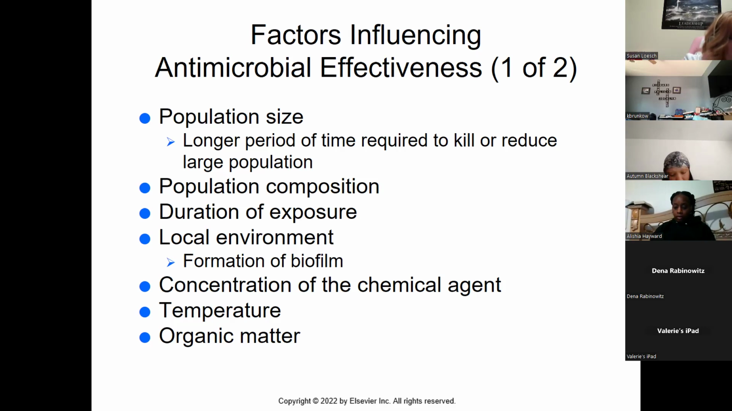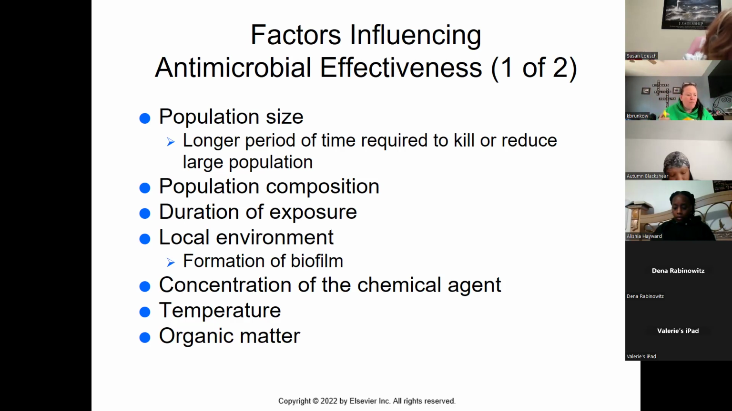Local environment. This can reduce the effectiveness of the chemical agent, and that may require more exposure time or a higher concentration in order to penetrate through that biofilm. And then the concentration of the agent. A chemical may kill certain microbes, and it may need a different concentration to kill others.